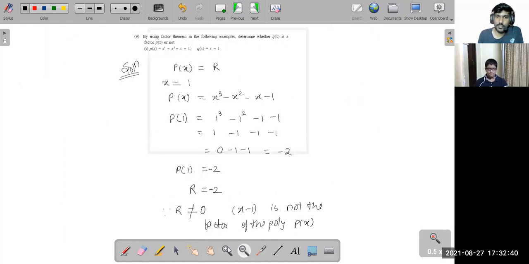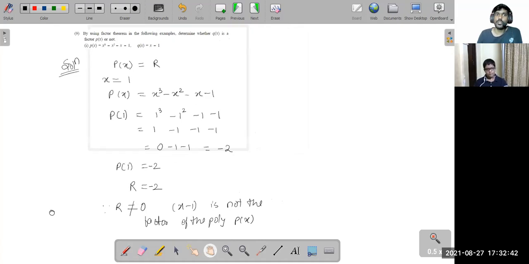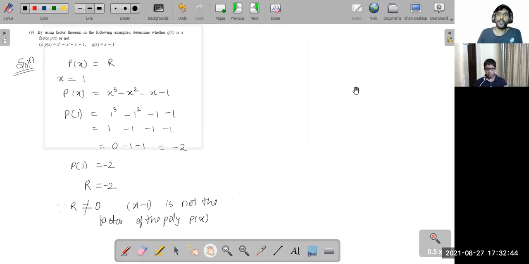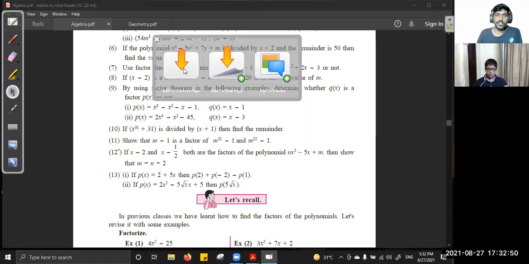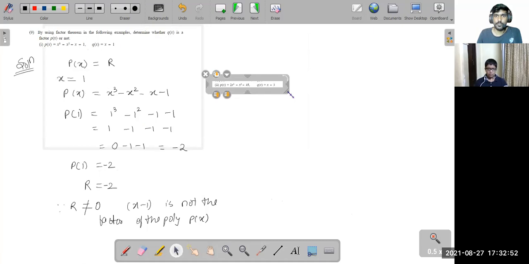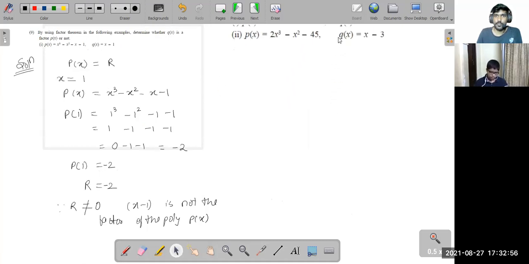Did you understand this? Do this one. And once you are done, check exactly the same way for the second one. Okay?